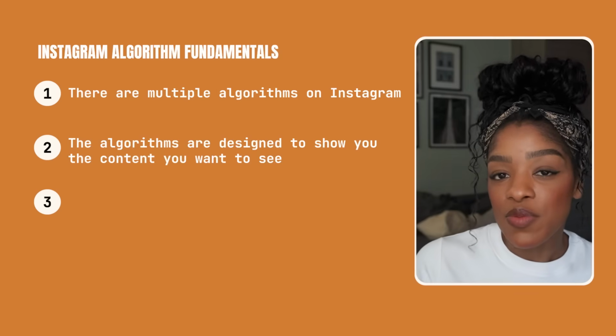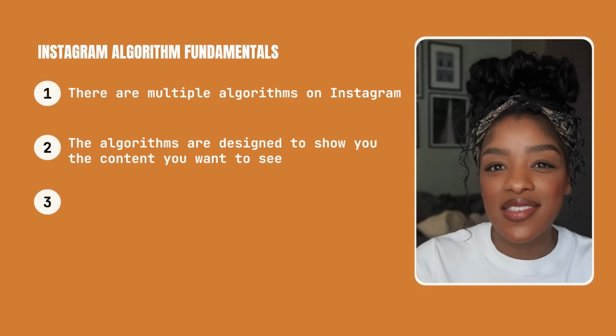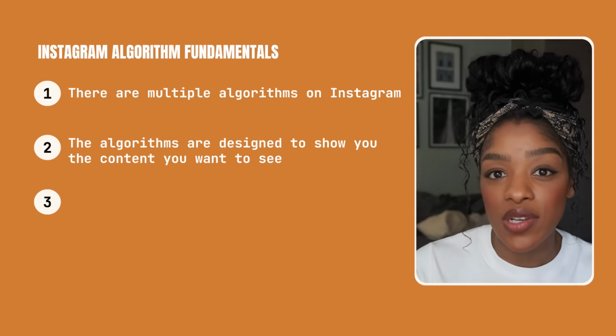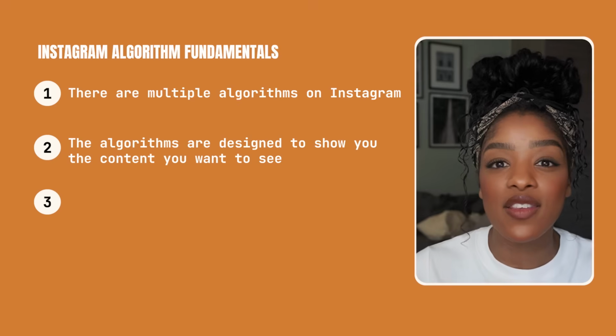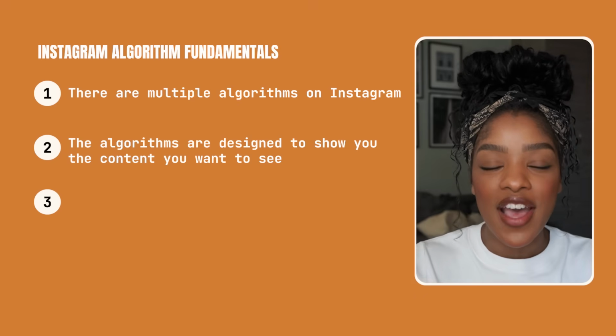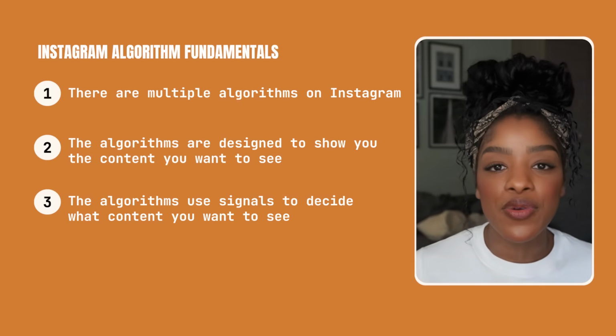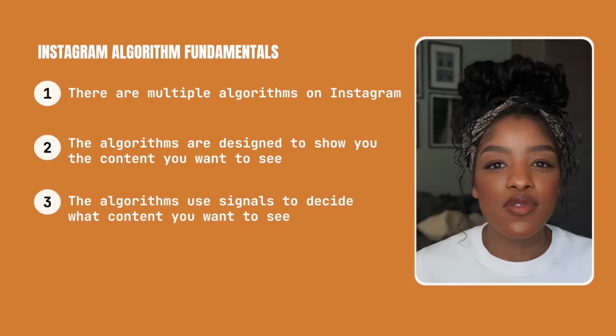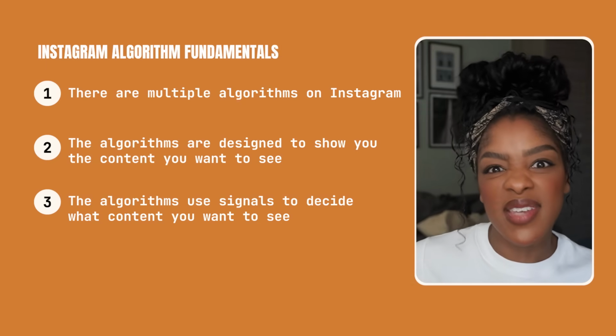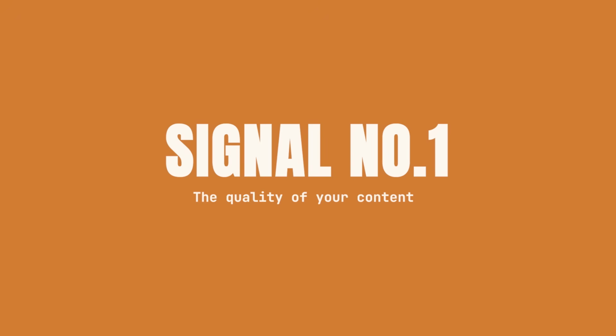The third fundamental piece of information is how they actually decide which content you want to see. How do they decide which content is worthy of your eyeballs? They do this by using signals. Now, each algorithm uses their own set of signals, but I'm just going to break down some of the general signals that all of them tend to use. One of the signals is the quality of your content. So it will look to see if your content has watermarks on it, if it's low quality, if the audio is bad, that kind of stuff.